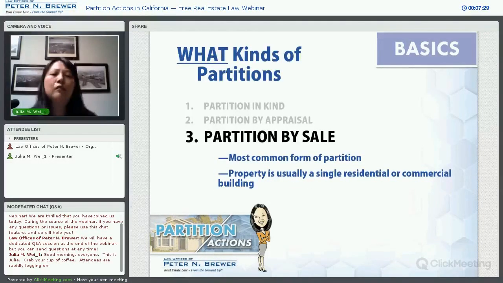So the final method, and the one that's most common, is partition by sale, because the property can't be divided in kind. This is going to be for your typical commercial buildings or your single-family residential properties. So frequently, I would say a higher percentage of our activity is always the partition by sale. That doesn't mean you wouldn't also get an appraisal. That's very common, that a co-owner would obtain an appraisal, or that the referee will obtain an appraisal. And we'll talk a little bit about the referee mechanics as we get going down these slides.